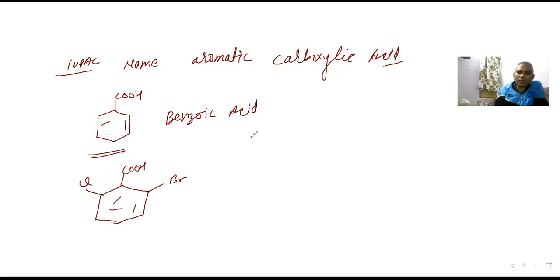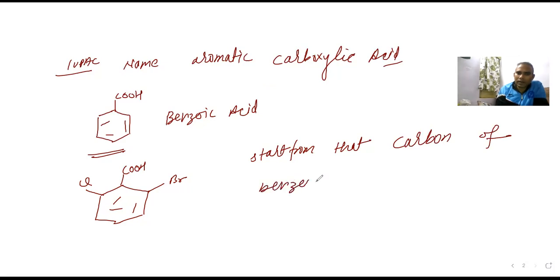They are saying start from that carbon of benzene which has the COOH group. So for IUPAC, we have to start from the carbon of benzoic acid.